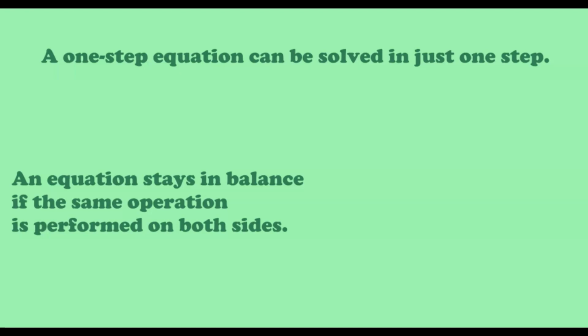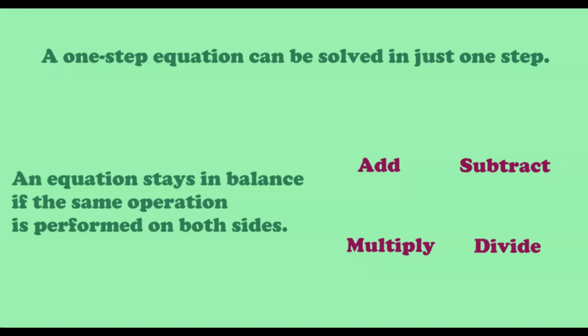That is, if we add the same number to both sides of an equation, it will stay in balance. If we subtract the same number from both sides of an equation, then it will stay in balance. If we multiply both sides of an equation by the same number, then it will stay in balance. And if we divide both sides of an equation by the same number, it will stay in balance. To understand the process, let us consider an example.